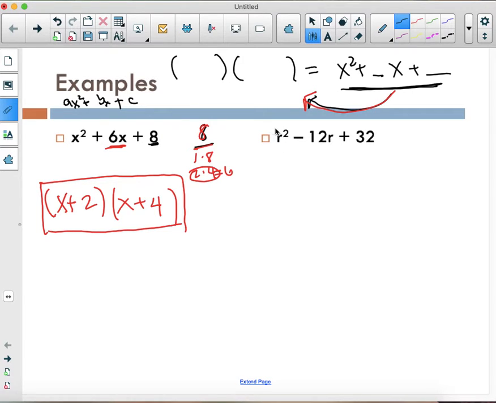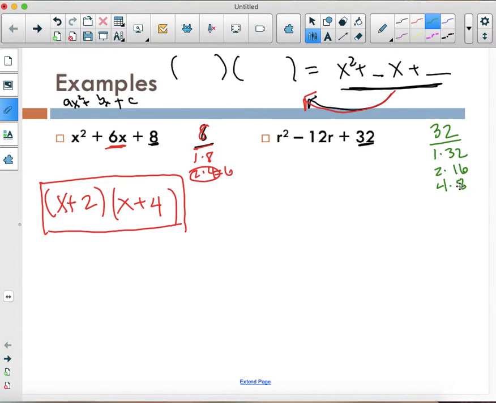There is no A value, so there's no number in front of my R squared. So then I'm going to list my factors of our C value, our 32. We're going to do this one in green. So we've got 32. I'm going to list its factors. So I can go 1 and 32, 2 and 16, 4 and 8. 5 doesn't factor, 6 doesn't factor, 7 doesn't factor, and 8 does, which we already have an 8 over here, so we know we're done.